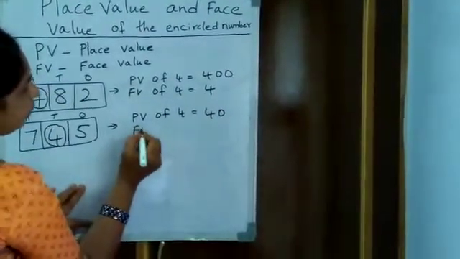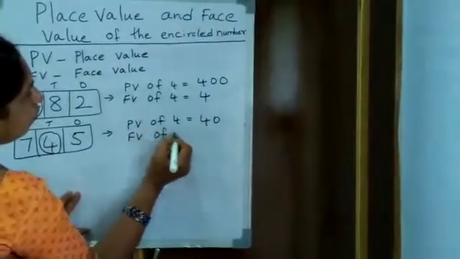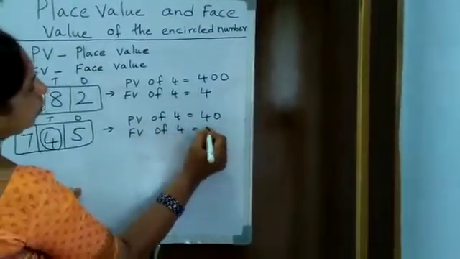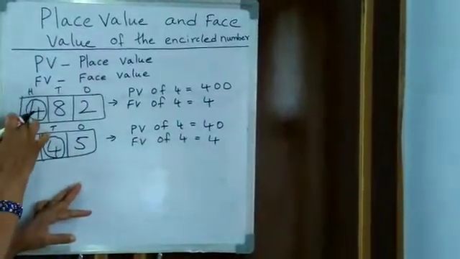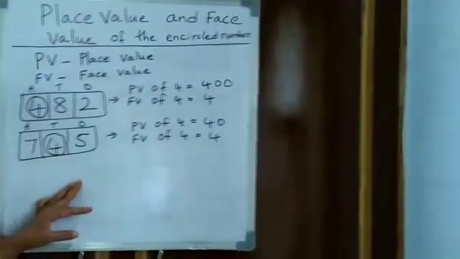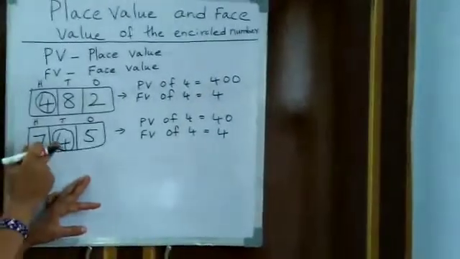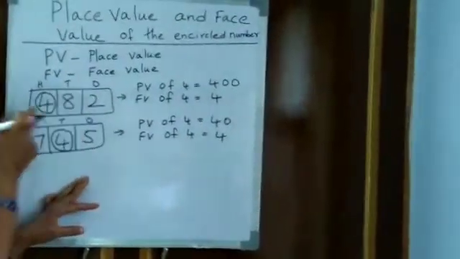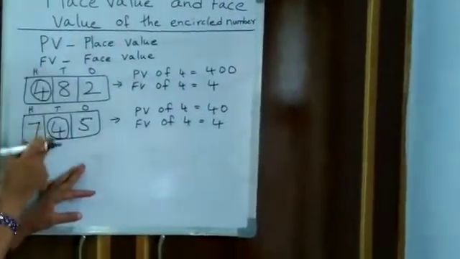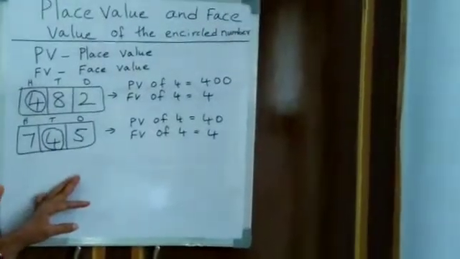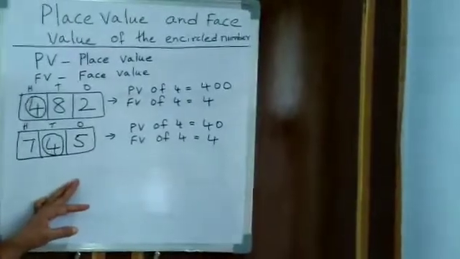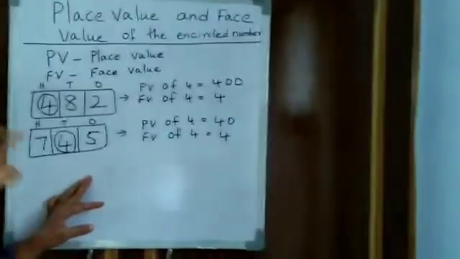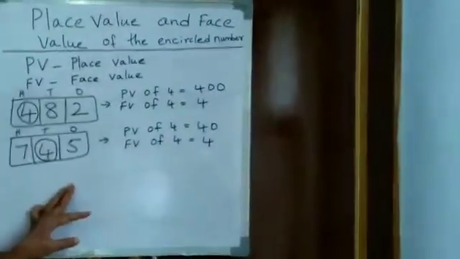And face value of 4 is equal to 4. See the difference. The face value of the number is the same, 4 only, but the place value is changing. Here 4 is in the hundreds place and here 4 is in the tens place. So the place value of a number will change, but the face value of the number will not change.